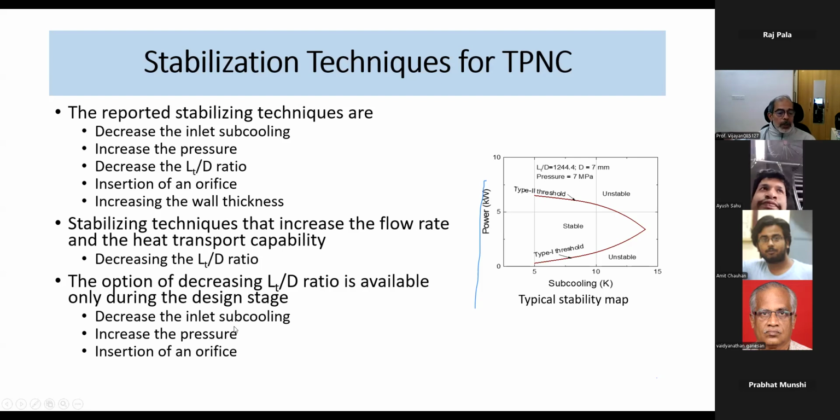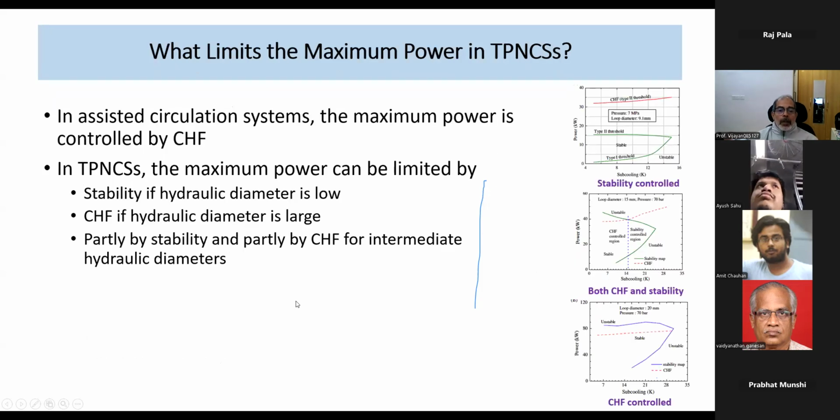However, you can increase the inlet subcooling, or you can increase the pressure, but insertion of an orifice is not going to help. And then if you look at what limits the maximum power in two-phase natural circulation system, we talk about in boiling or pump systems, it is only the CHF.